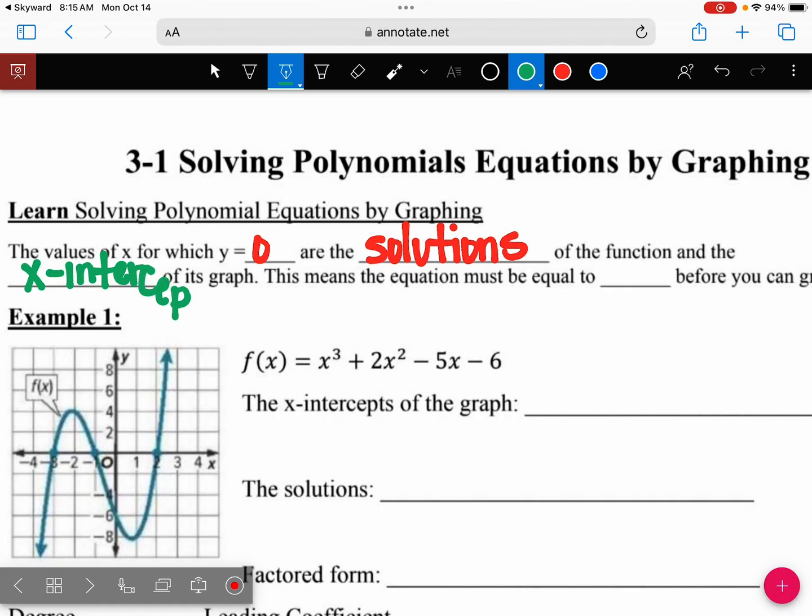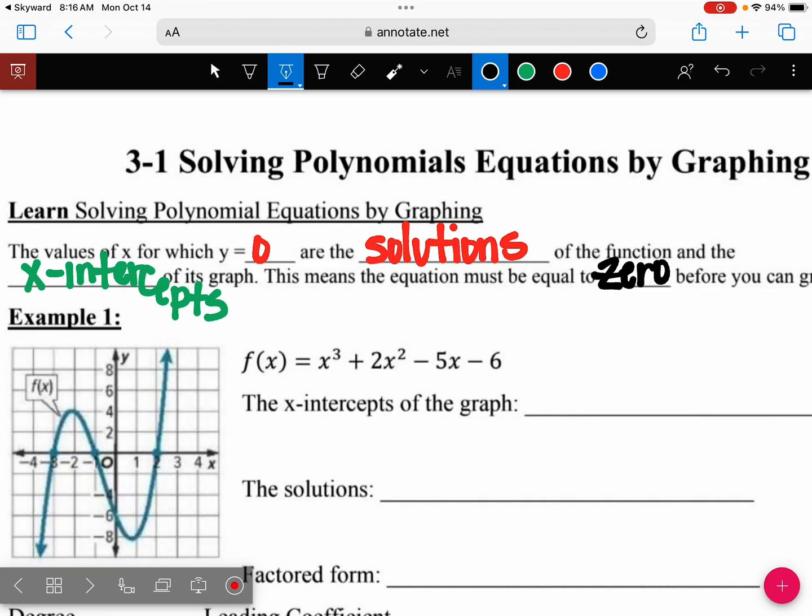Can't quite fit that in there. But x-intercepts is what I'm trying to put on that line. So you're asked on these pages 2 and 3 for your x-intercepts and your solutions. Just remember that that's the same thing. So this means that the solution must equal 0 before you graph it.